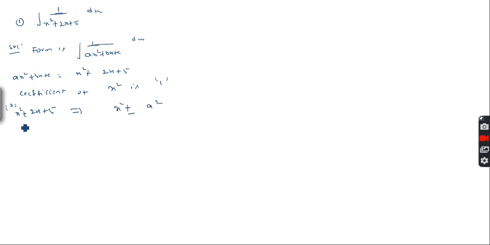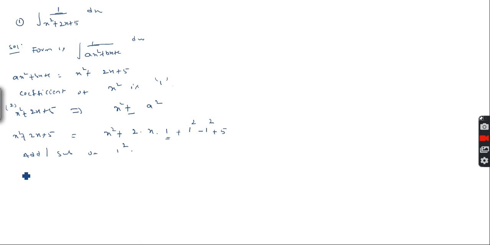So how do we convert? Here x square plus 2x plus 5 can be written as x square plus 2ab, with 2 into x into 1, that becomes 2. That means it is in the form of 2ab, and we do not have a b square term. So that's why we add and subtract b square, that is, 1 square.